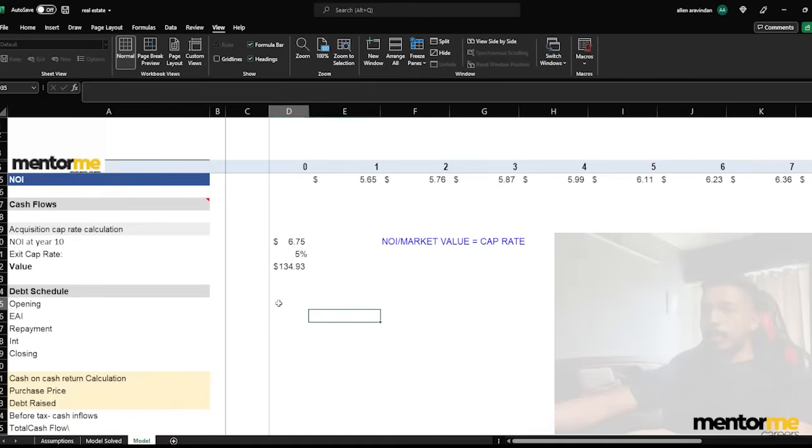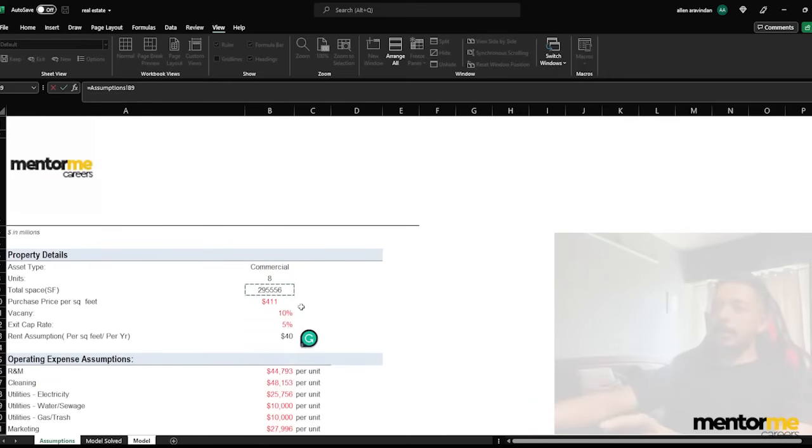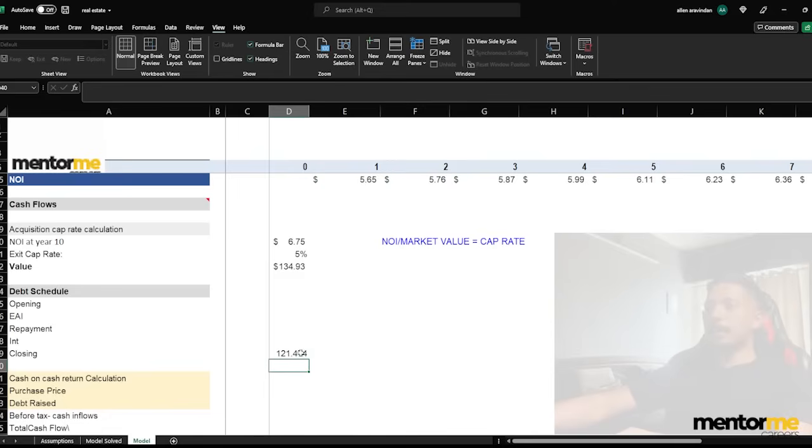Now, let's create the debt schedule. So how much debt are we taking? It is 65% of the property value. So what is the property purchase price? It is the space multiplied by $411 divided by 10 raised to 6, right? So that's about 121 million of debt is what we're taking, right?